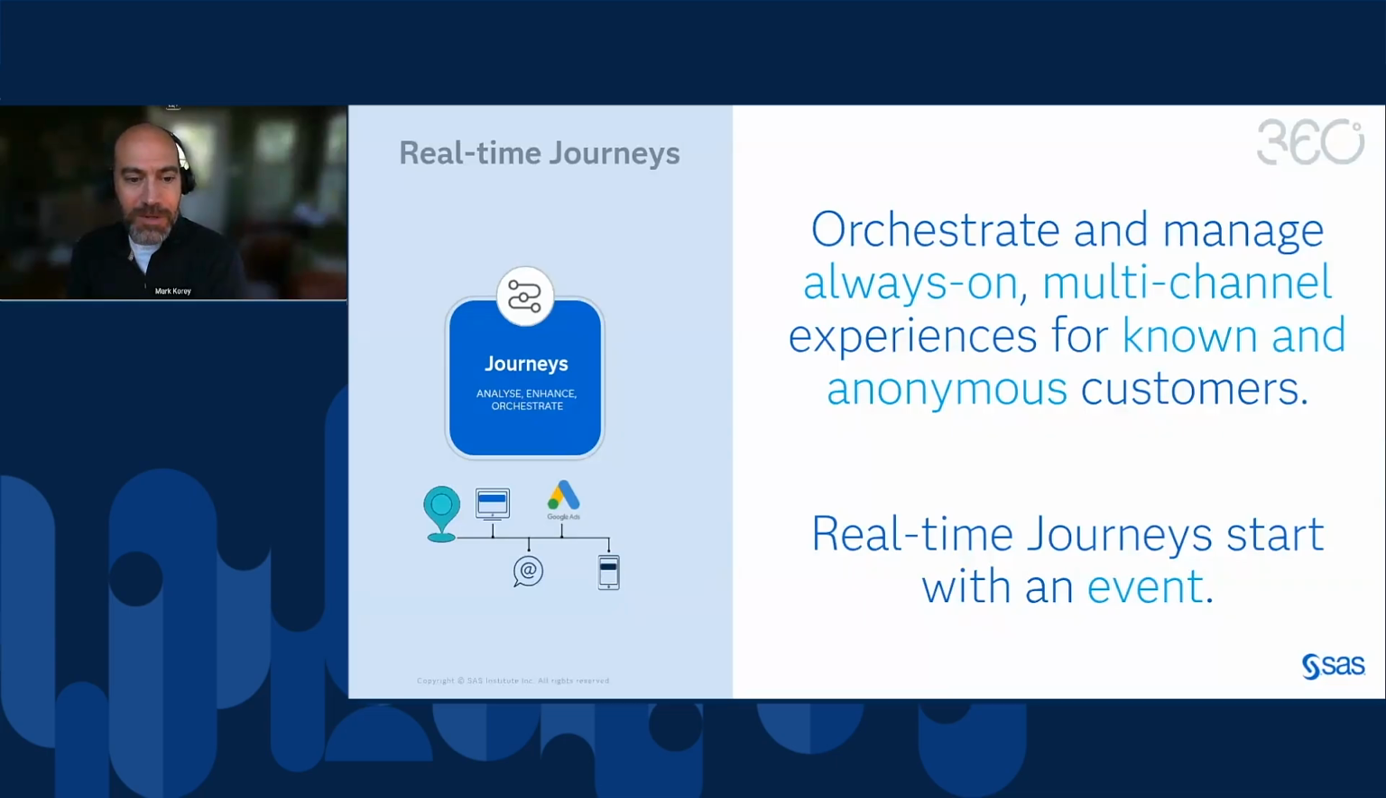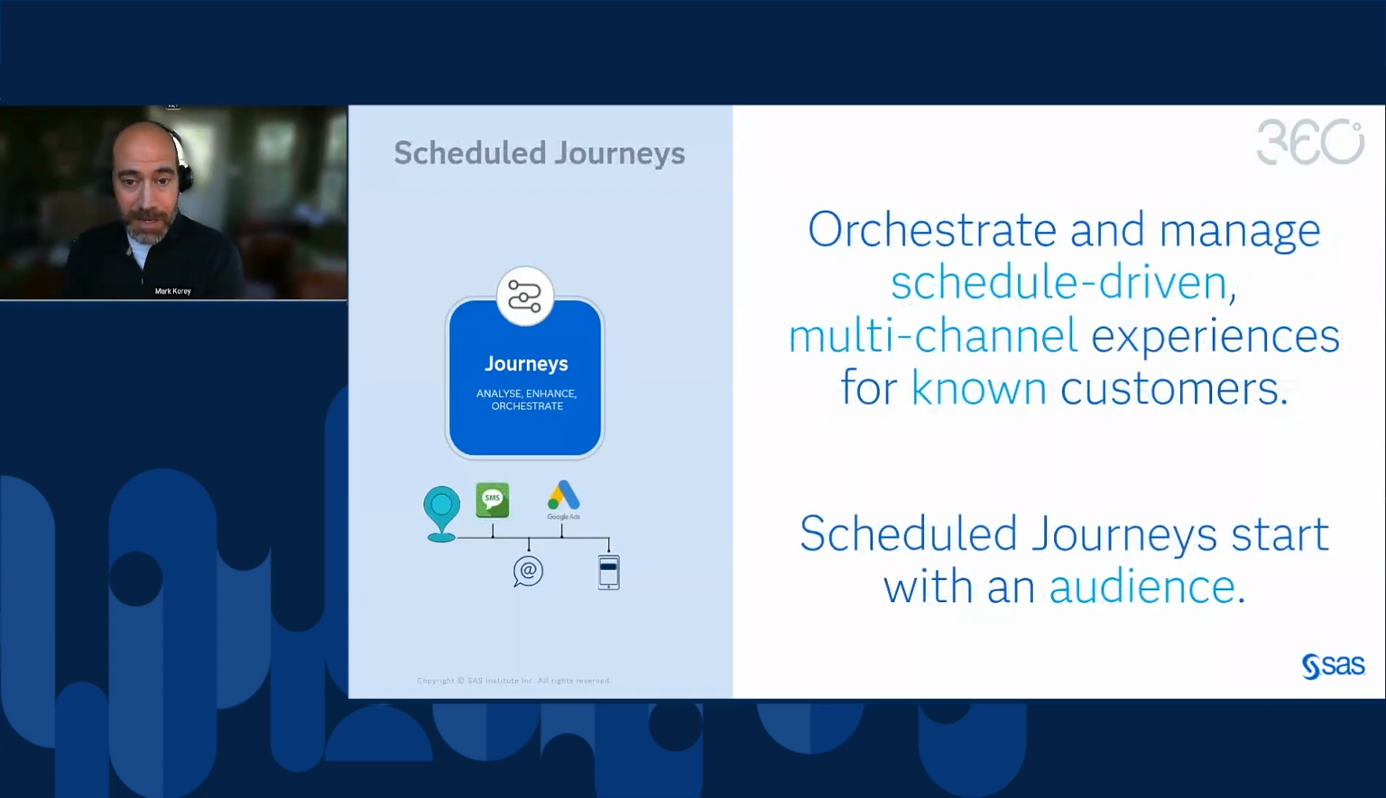If you've been using CI360 for a long time, you may be familiar with the feature we used to call Activities. Activities was rebranded in May of last year as Real-Time Journeys with a modernized canvas, and the new name helps differentiate it from Scheduled Journeys. Scheduled Journeys was also introduced back in May last year.